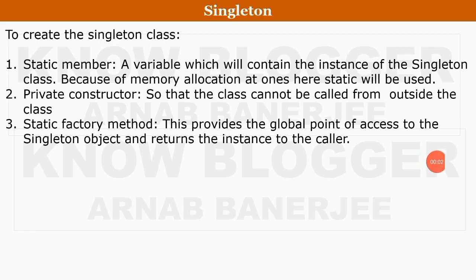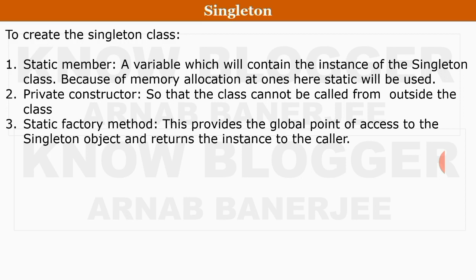Now we are going to the class construction part, where we will learn how to write the code for a singleton class. To write the code, we need three things. One is a static member, second is a private constructor, and third is a static factory method. Why the static member? A static member confirms that only one memory location will be allocated. A private constructor confirms that the class will not be accessible from outsider classes, so no extra instance will be created by outsider classes. That confirmation is provided by the private constructor.